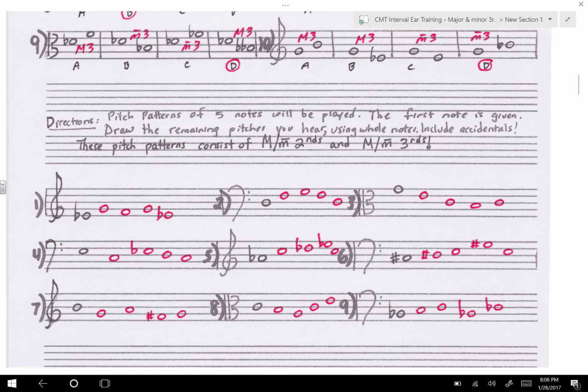Moving on to number 7. Treble clef, starting note as a B. And we start right away with a major third descending, up, major second, down, minor third, up, minor second. Let's listen.